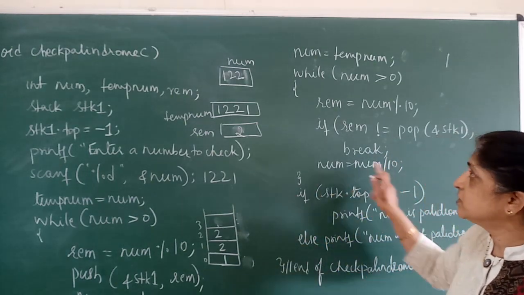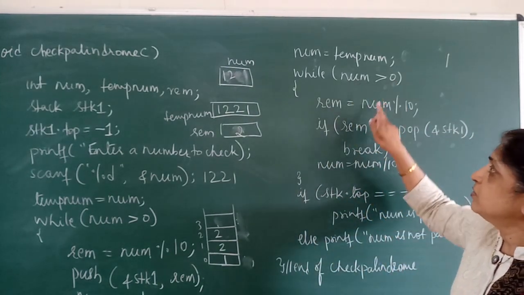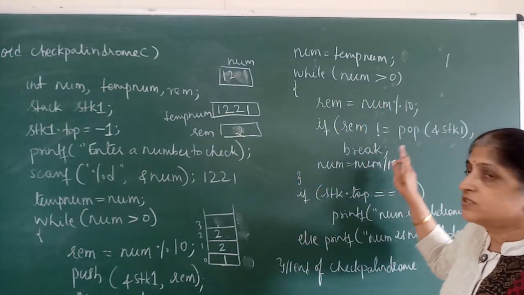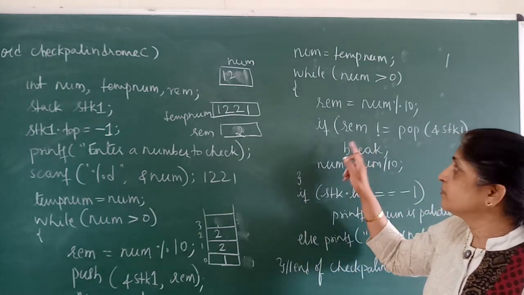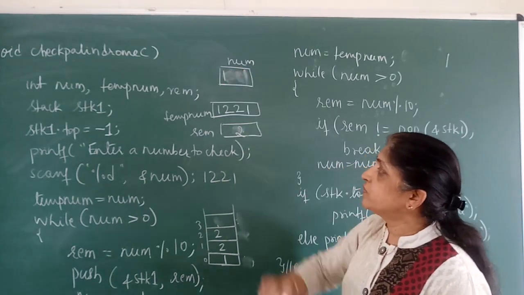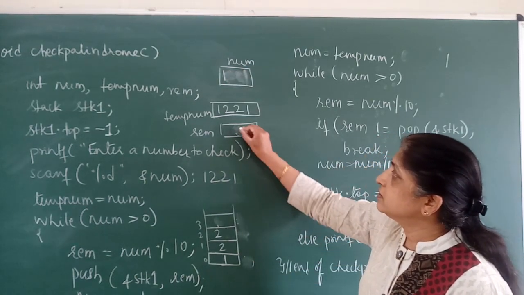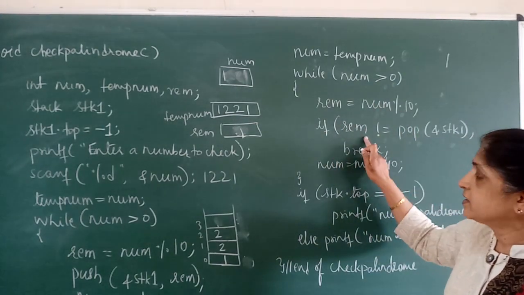We perform num is equal to num divided by 10. It's greater than 0. Find the remainder. Pop from stack and compare. The not equal is false, so it will not break. Num is equal to num divided by 10. Num becomes 1. It is greater than 0. Find the remainder. Pop from stack and compare.